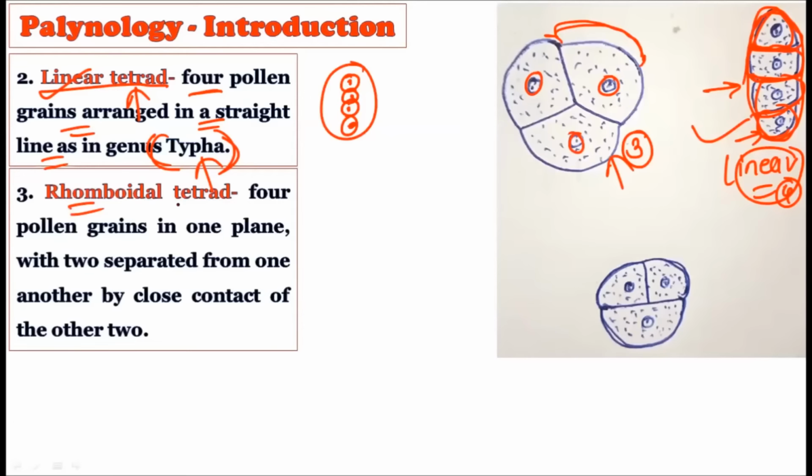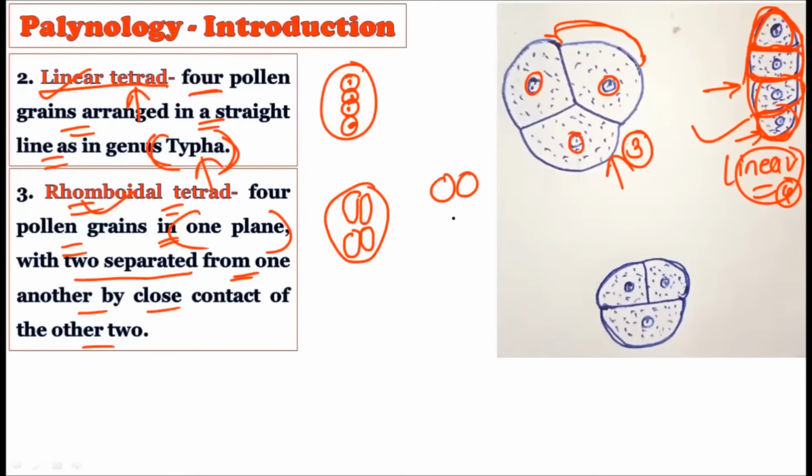The third one is the rhomboidal tetrad. Okay, in which the pollen grains are in one plane. The pollen grains always lie in one plane, with two separated from one another but in close contact with the other two. That is, the arrangement is like this. The two pollen grains are there, and then the second pair is there, and this type of arrangement is called the rhomboidal tetrad. Okay, so four pollen grains are there, but they are in pairs. The first pair is there and the second pair is there, and they lie in one plane, and this particular type of tetrad is called the rhomboidal type of tetrad.